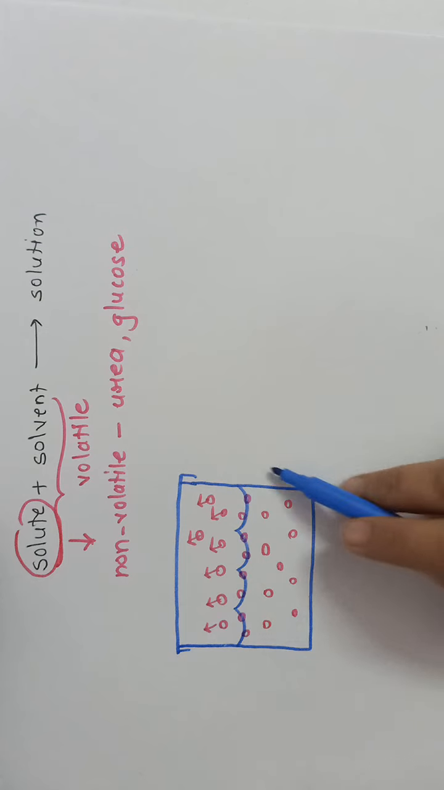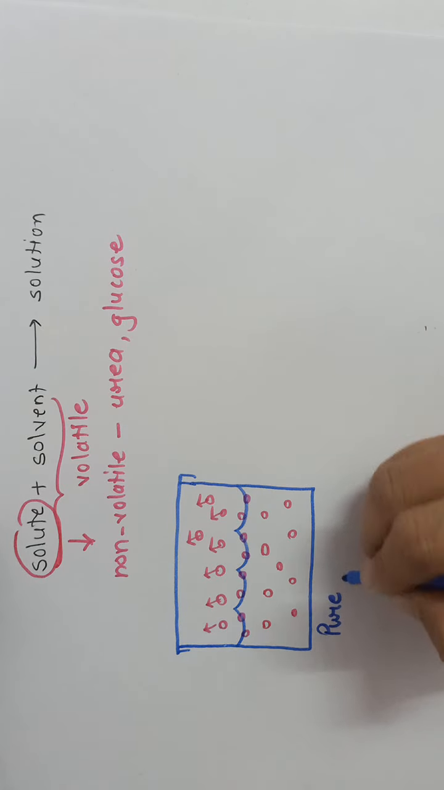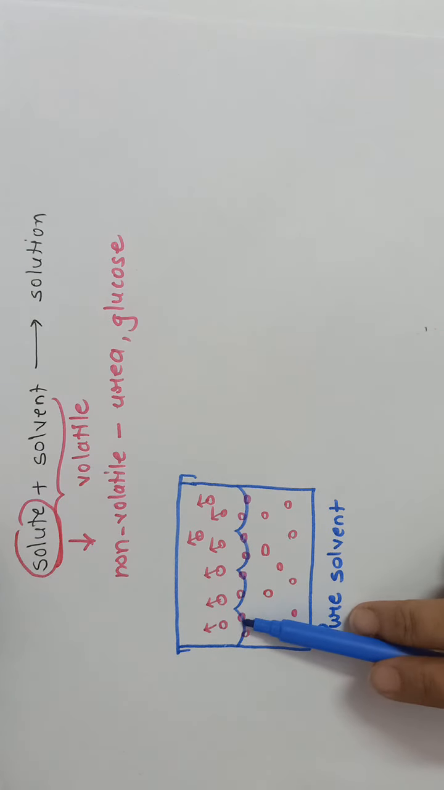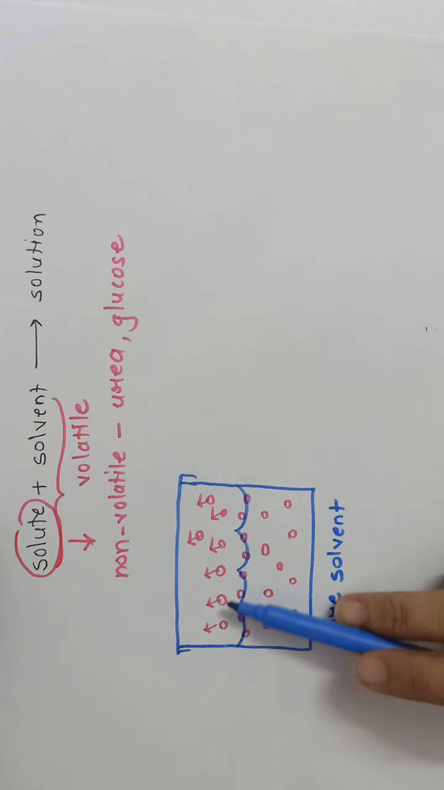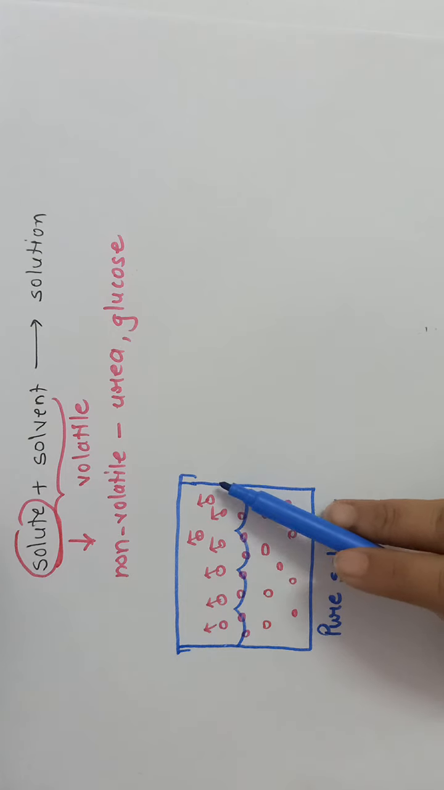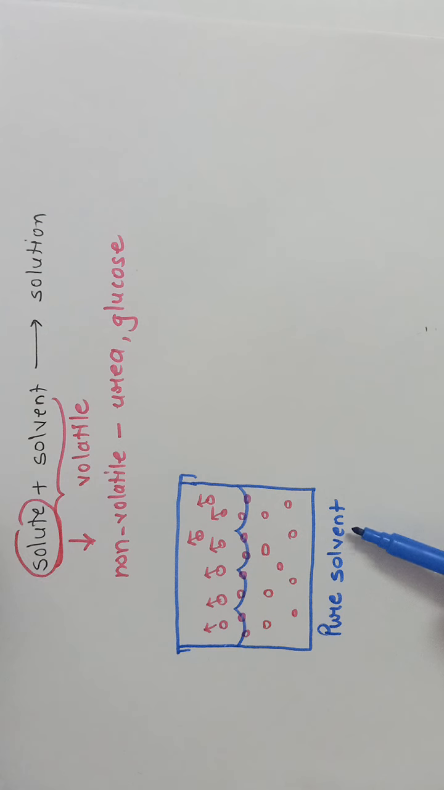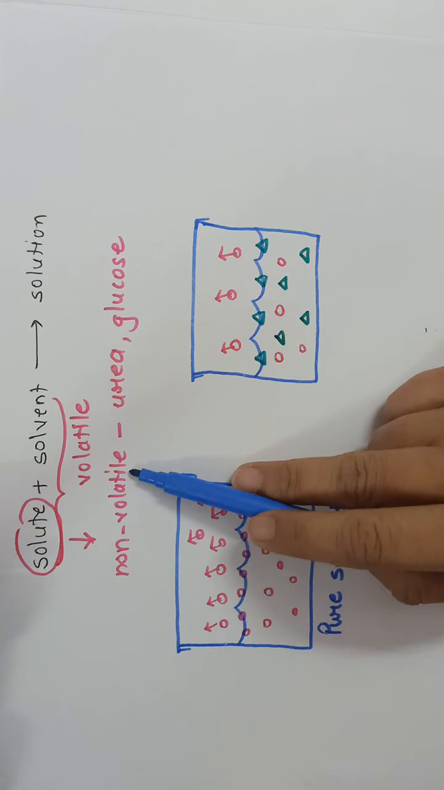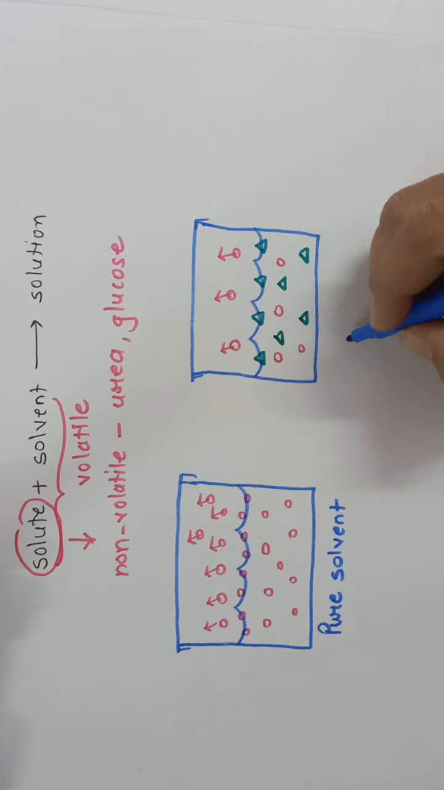Suppose I have taken one closed container which is filled with a pure solvent, let's say water. In this, all the molecules which are present at the surface are available for the evaporation, and therefore vapor pressure caused will be totally due to molecules of pure solvent. Now suppose I have taken another container in which now I have added non-volatile solute such as urea or glucose. So now it has become a solution.